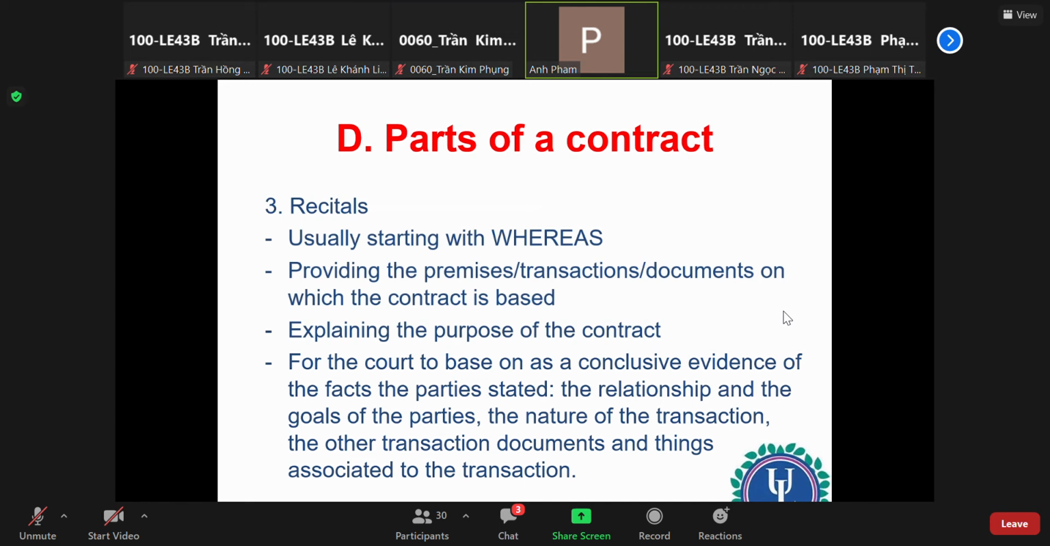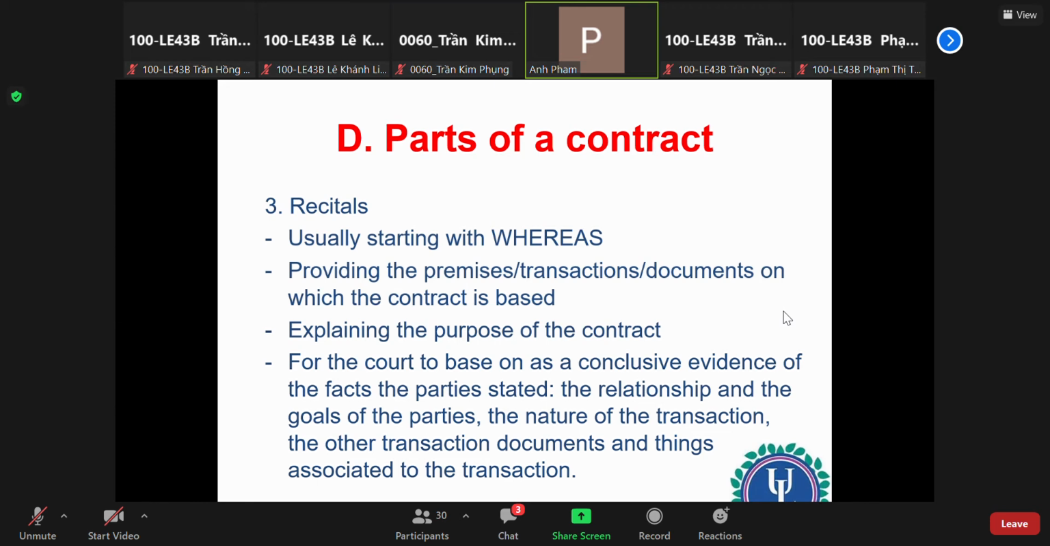So the recital here contains which information? Usually this recital starts with the word whereas, right? So the recital will give the premises, the basis, the grounds, or provide the information about the transactions or documents, based on which the contract is made.